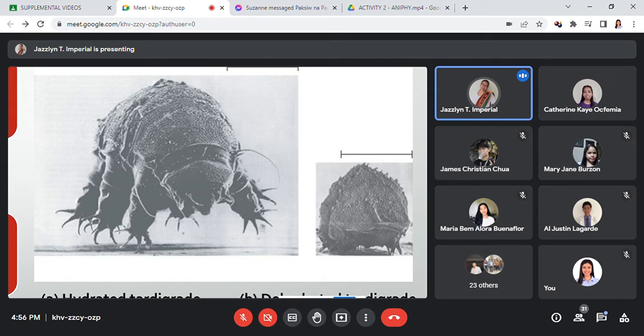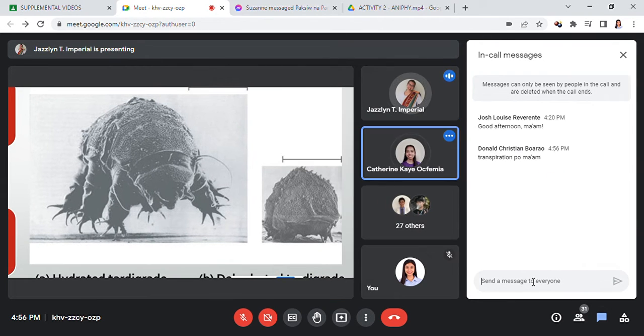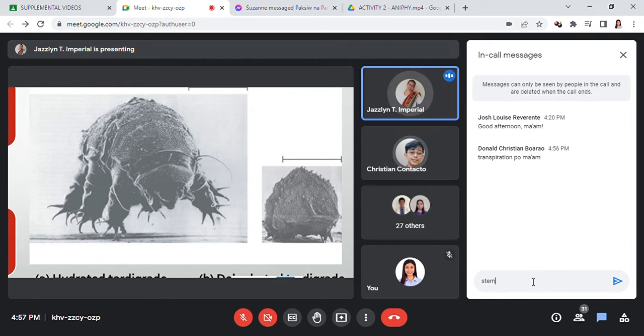Quiz, quiz. Sige, Kat, mag-call a friend tayo. Christian, do you have an idea? It's okay, Kat. Christian, ikaw, anong part ng plant ang tingin mong kayang mag-survive even in the absence of water? Yung undergoes dormancy. Part of the plant that can undergo dormancy, Christian. Hindi ko po alam, ma'am, to be honest. Okay, 2 out of 20, 2 out of 30.